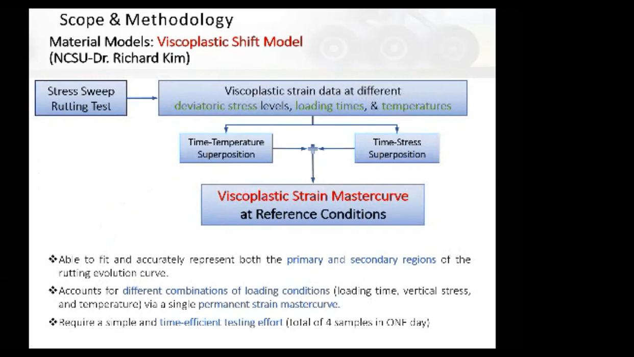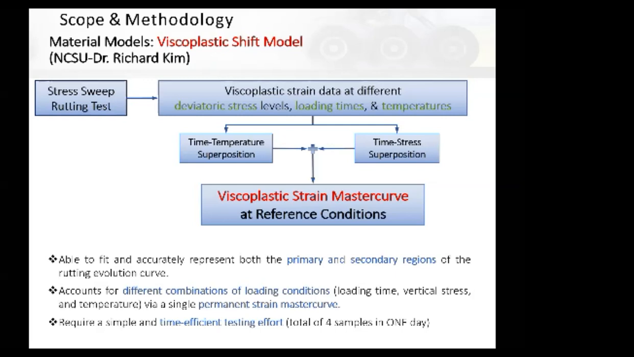So we're suffering from rutting. When we have rutting, we have permanent deformation, we have plastic flow and shear flow. So the viscoplastic model now needs to kick in if you want to analyze what's going to happen in the pavement beyond the linear range. Again, Dr. Kim recently developed the viscoplastic shift model. And the viscoplastic shift model is based on what is referred to as the stress sweep rutting test, the SSR test.